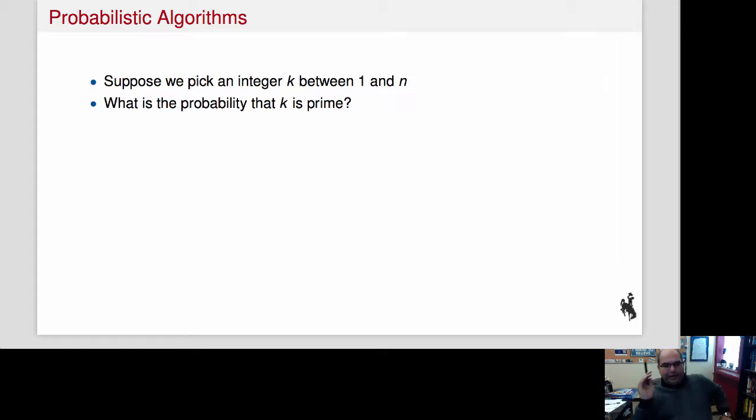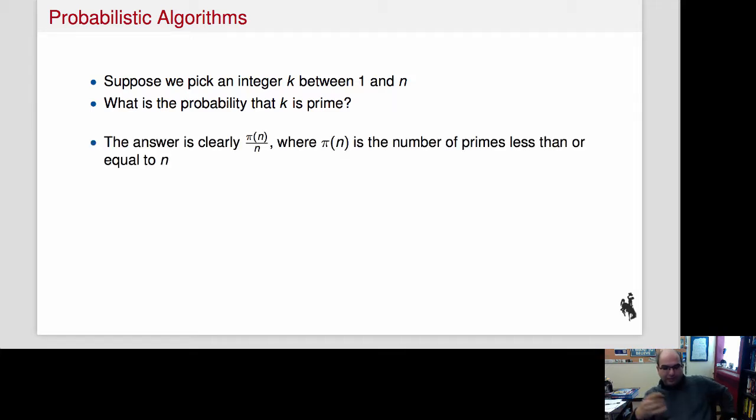Okay, I pick k between 1 and n. What is the chance that it's prime? I'm going to give you an answer that's not very elucidating, okay? So the answer is pi of n divided by n, where pi of n is the number of primes up to n. Well, of course that's the right answer, right? What's the probability that k is prime? It's the number of primes divided by the total number, pi of n over n. So like I said, that's actually an accurate answer, a correct answer, but it just kind of begs the question, right? It's not very useful because it says, oh, what you really need to know is how many primes there are. Good luck with that, okay?